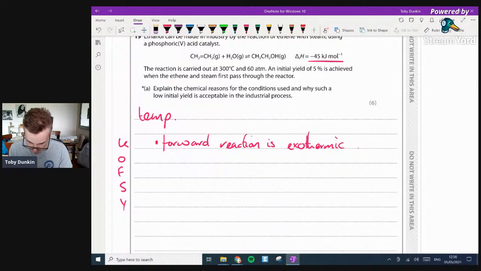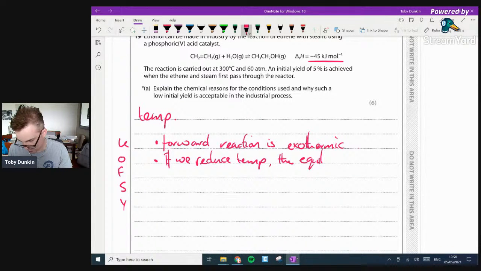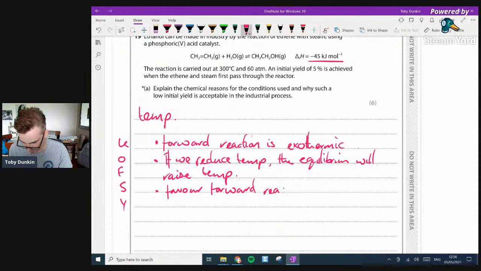Lower temperatures oppose. If we reduce temperature, the equilibrium will raise temp, favoring the forward reaction, shifting left to right, increasing yield.